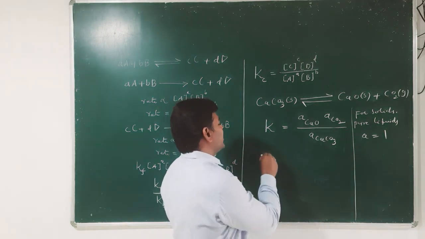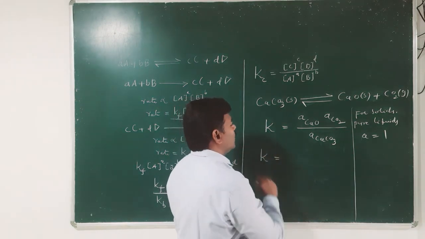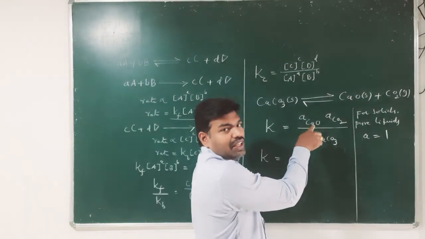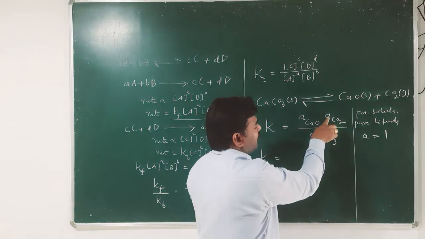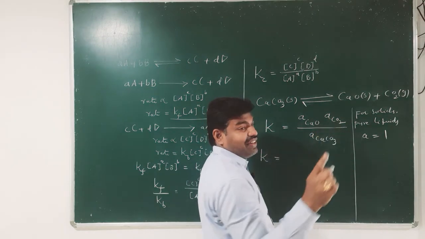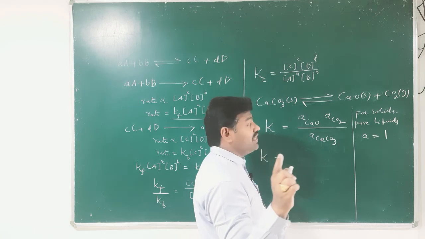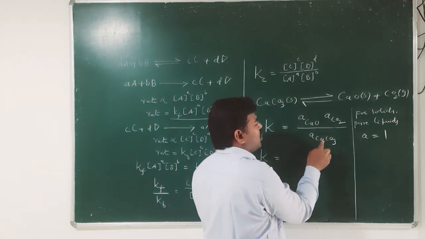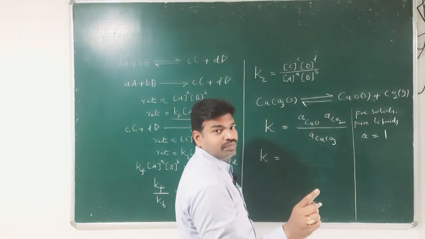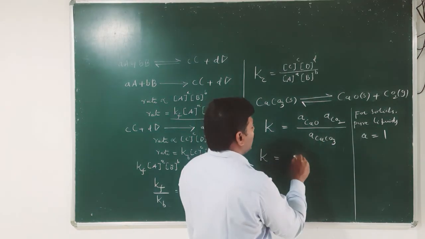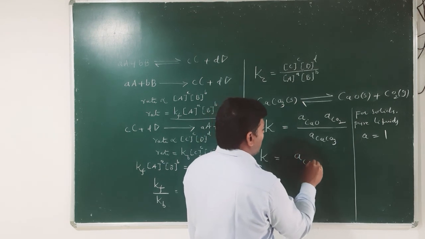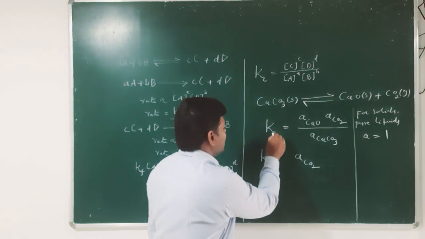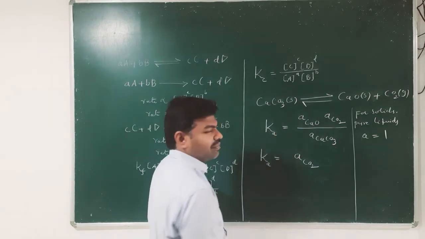So, we can write K is equal to activity of calcium oxide, it is a solid, so its activity is equal to 1, activity of CO2 gas, but its activity is not equal to 1, right, and activity of CaCO3, it is a solid, so its activity also is equal to 1. So, that remains activity of CO2. So, this is the equilibrium constant in activities, Ka.